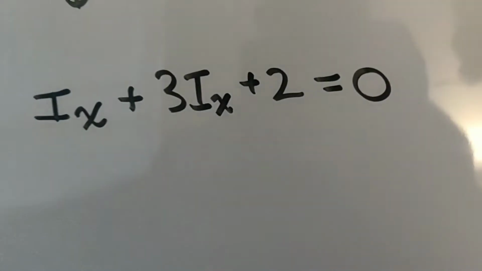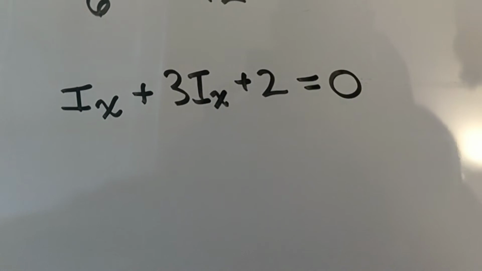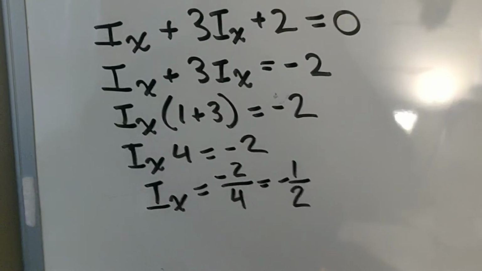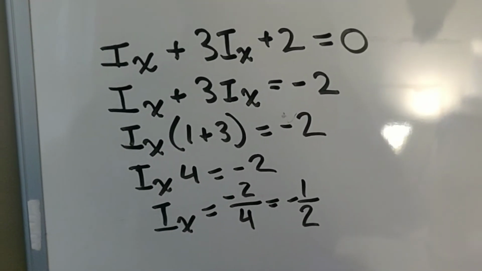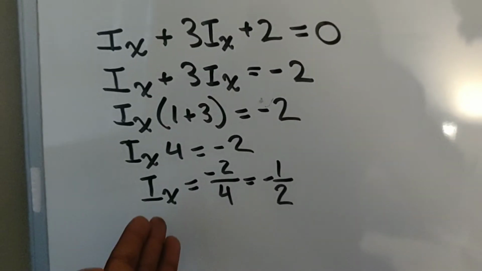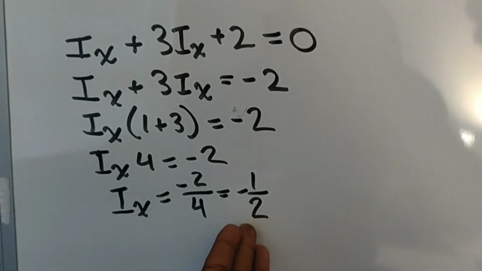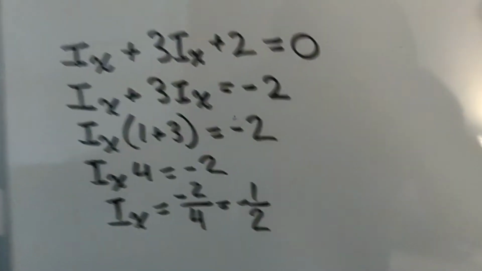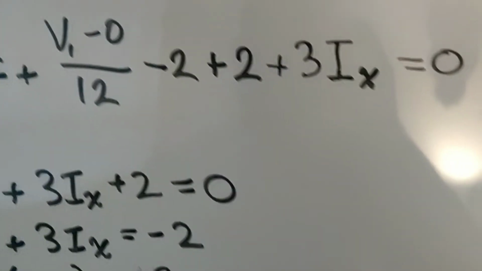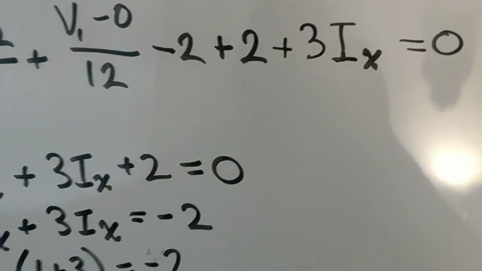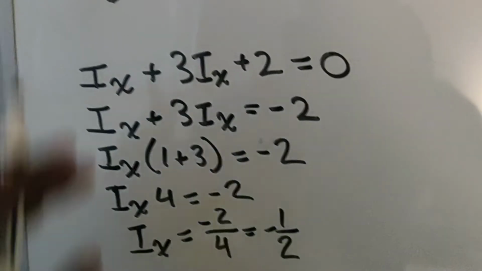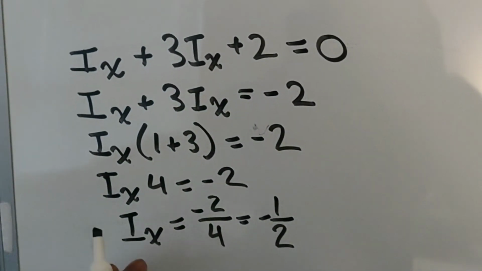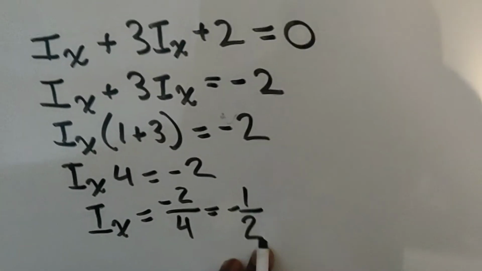So now let's go ahead and solve for that. It's just a little bit of algebra. After you solve that, you should get something exactly like this. Just a little bit of algebra, and we'll eventually get that Ix is equal to -1/2. This is going to be crucial to solving our circuit because we need this in our equation right here. So go ahead and understand how we did this and how we got Ix is equal to -1/2.